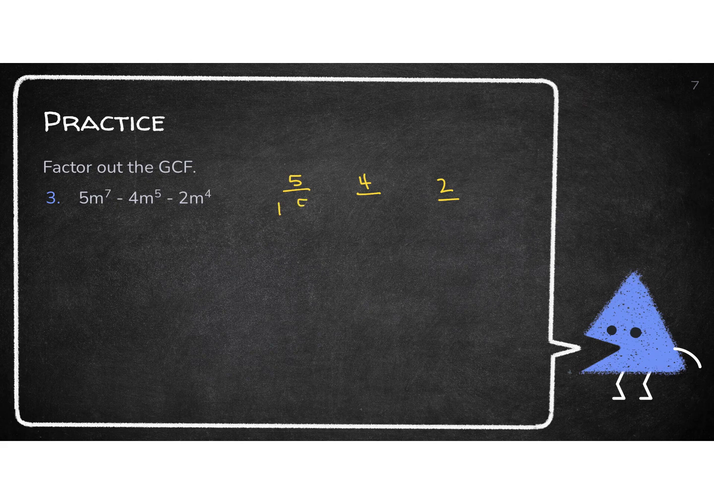So I have 1 and 5. No other numbers are going to get me to multiply to 5. So 4, I have 1 times 4, 2 times 2. Looking at 2, it's 1 times 2. If I'm looking at the biggest number in all these lists, they only all have a 1 in common. So I can only divide this thing by a 1.